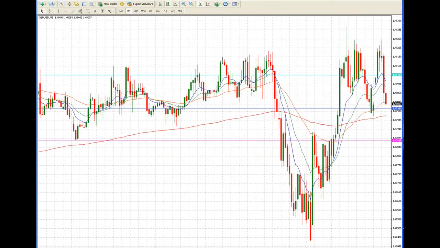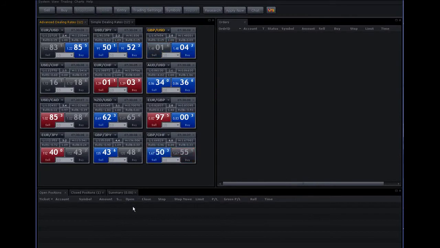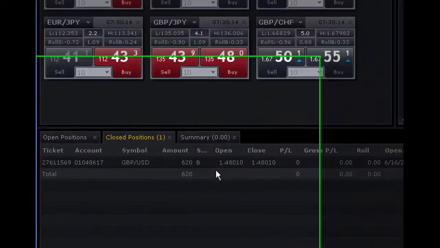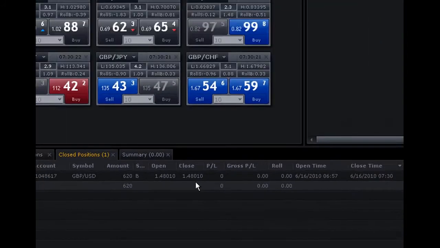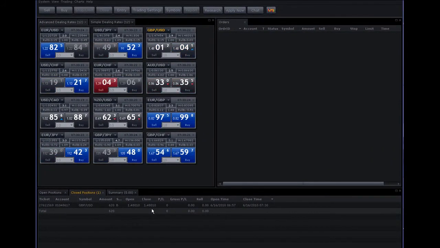I think I just heard something happen there, and yes, it's come out of our position, and we can see that it's at 01 here. So in our closed positions, we can see that our profit and loss is 0, because we went in at 1.4801 and we came out at 1.4801, which is fine. So that was a break-even trade there. And now what do we do? We go out looking for more trades.